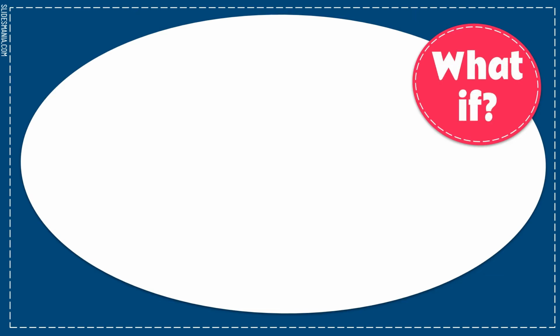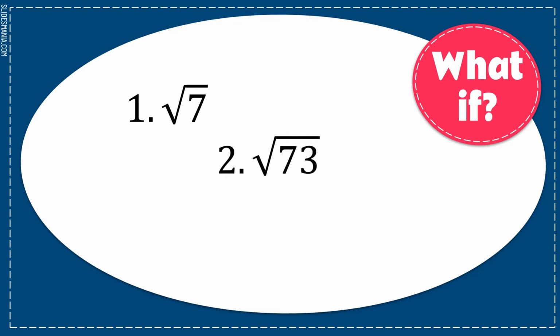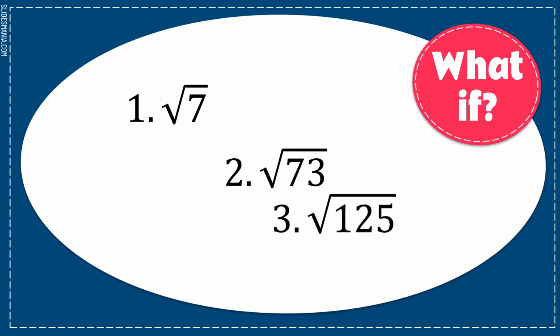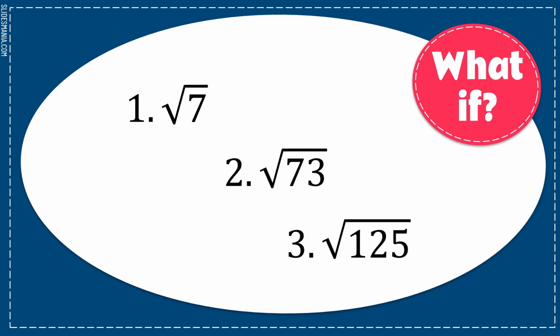What if the numbers are not perfect squares? Do you think it would be easy for us to identify the square roots? Say, for example, the square root of 7, the square root of 73, and the square root of 125. With the use of calculators, that is very easy, but we should also learn how to do it manually. Let us have another activity that will be very helpful for our topic.